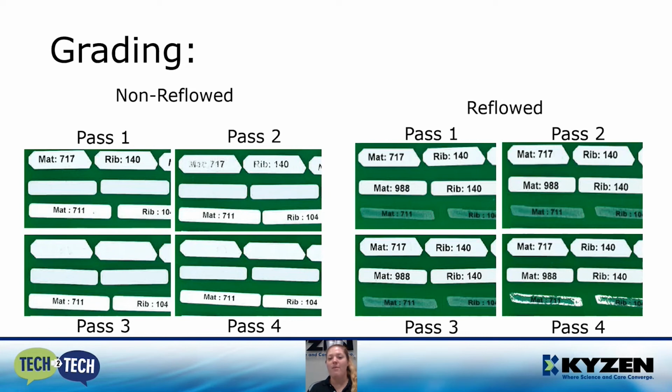Working our way back up, the MAT 717, the ink and the RIB 140 remain throughout the entire wash pass once it's reflowed. And what this is telling us is that label is meant to be reflowed. So it needs that extra time in the reflow oven to set up the ink so it's ready and strong enough to make it through the wash process. So overall, no one label would be recommended for both the reflowed and non-reflowed conditions with what we're seeing in these images.